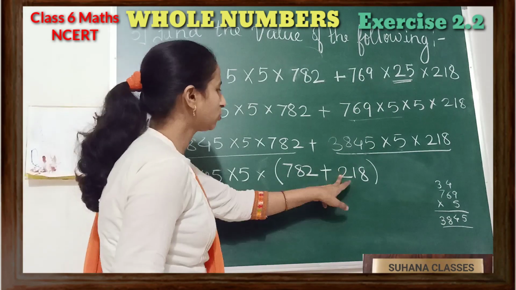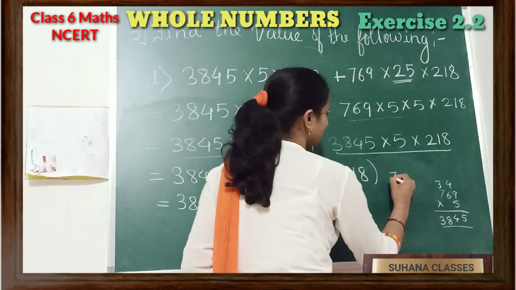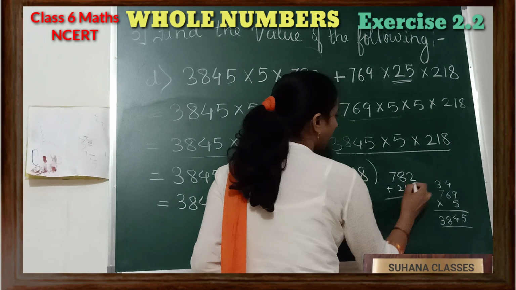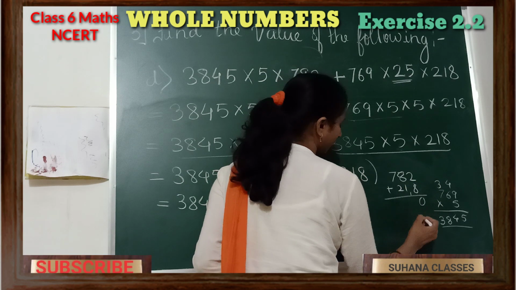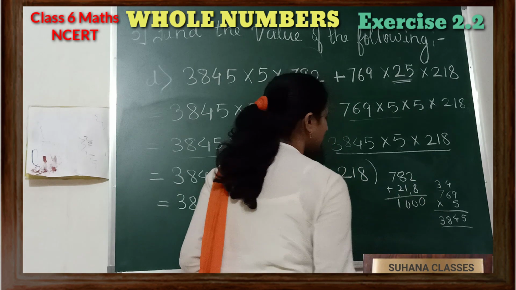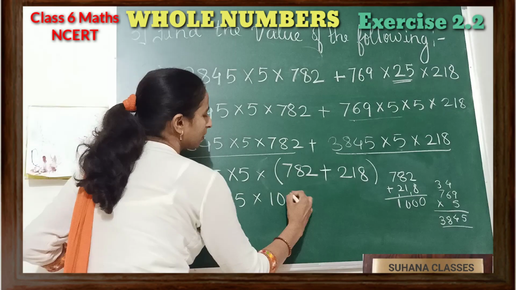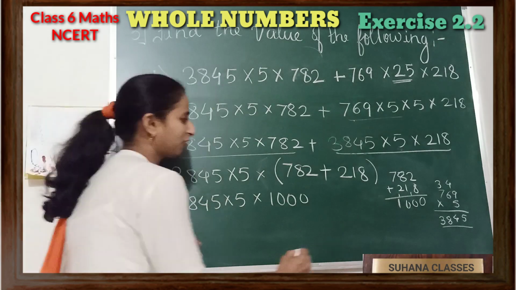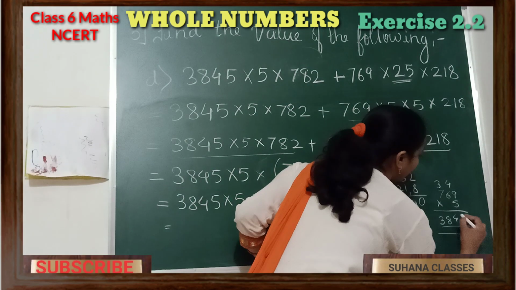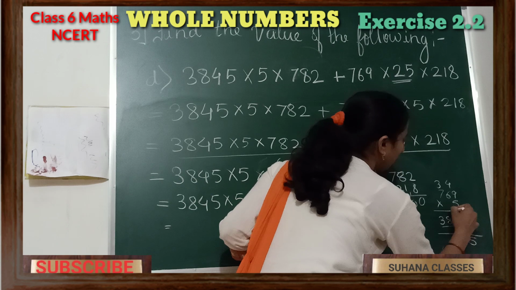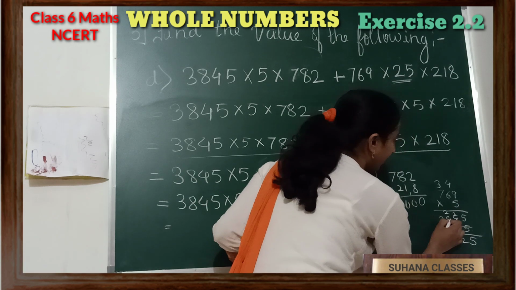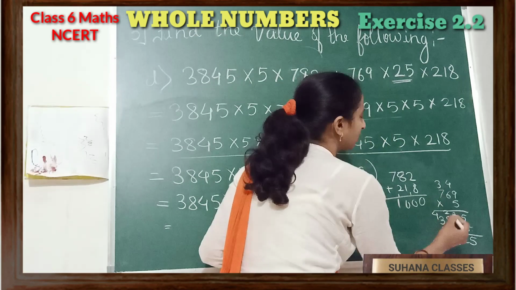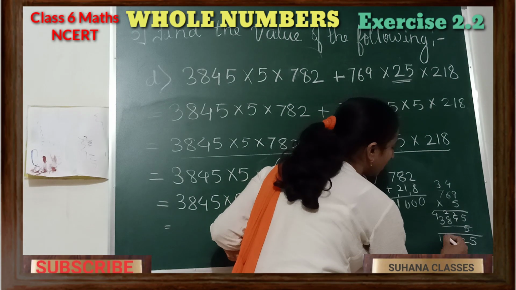And if you add these two numbers, let's see what will be my answer. 782 plus 218, 10 one carry, here also 10 one carry, yes, 1000. So I got it as 1000 here. So at last, this number I will multiply with 5. Here 5 5 is 25, 20 plus 2 is 22, 5 8 is 40 plus 2, 42, and here 5 3 are 15, 15 plus 4 is 19.